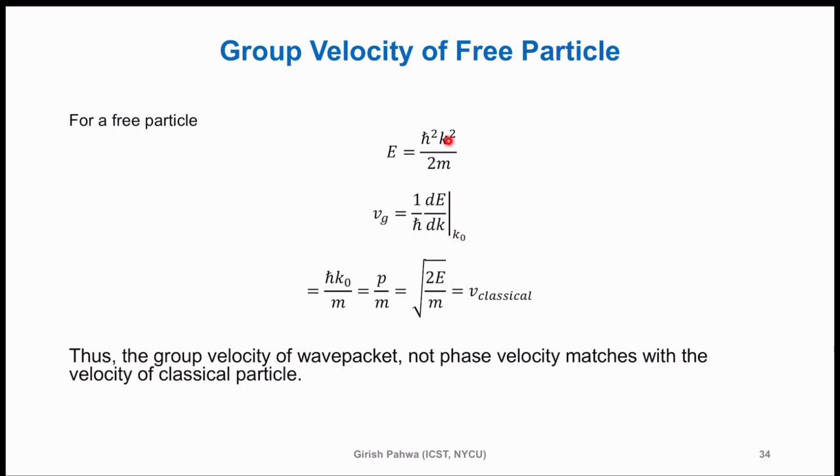So what do you get? Differentiate it, 2 and 2 will cancel, so that will be h bar k naught by m. H bar k naught is p, right? Or because you already know the relationship, you can directly write k in terms of E here. So if you plug in, do all the calculations, you get under root of 2E by m. You can check that, and this is exactly v classical. It means the wave packet picture is more appropriate.